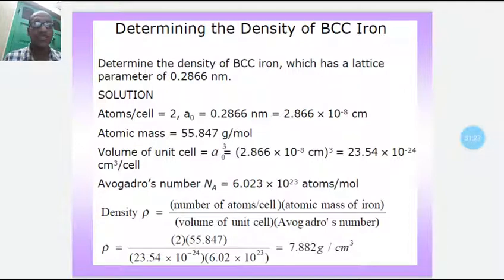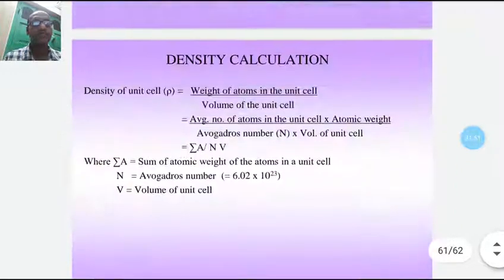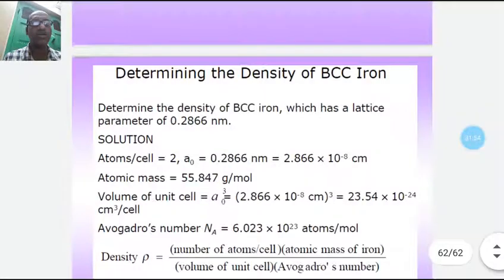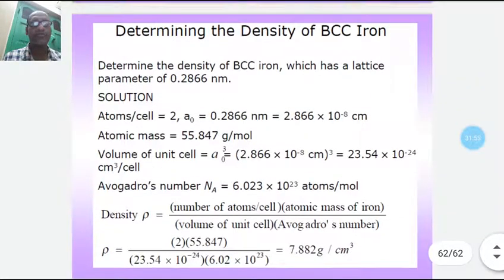So this is a very important question. Hope you have gone through it. So far we have discussed how to calculate the APF of the FCC and HCP structures, and how to do density calculation, and we have solved one problem. There are many problems, we will discuss later.